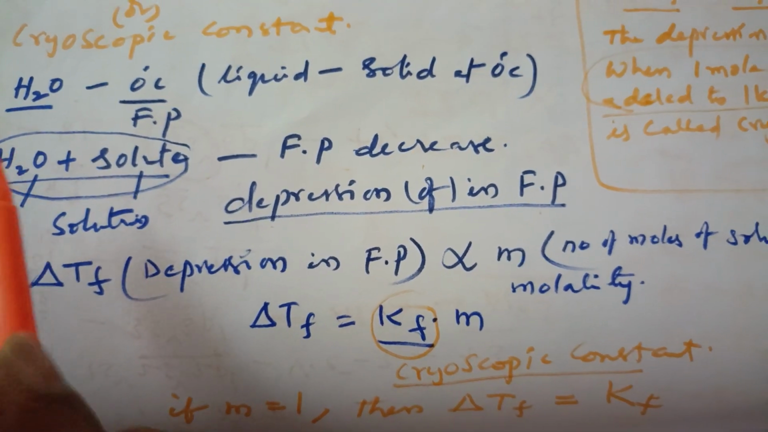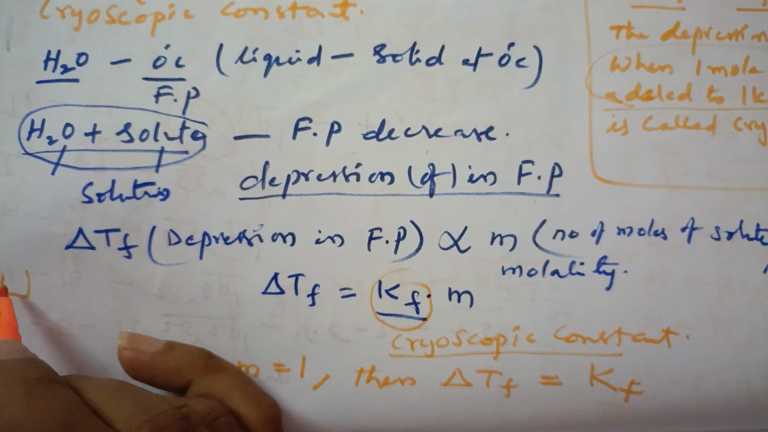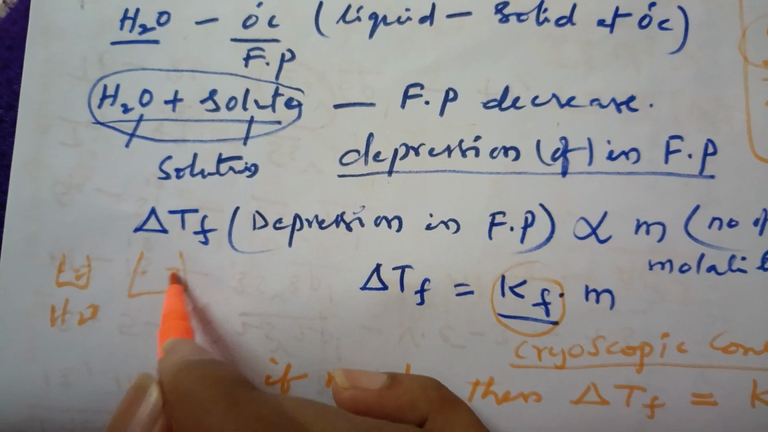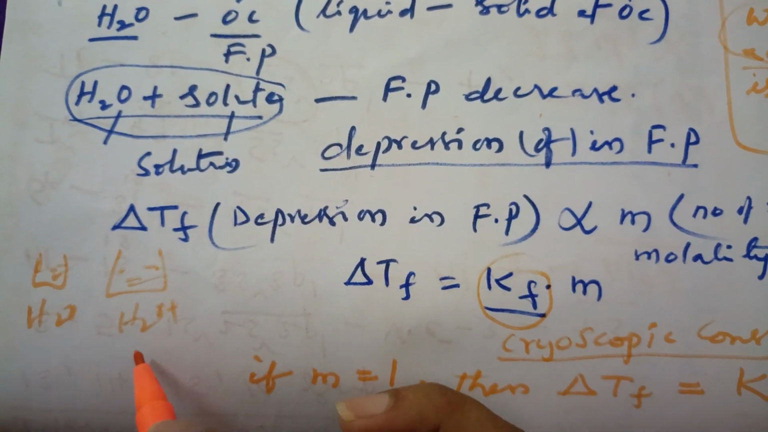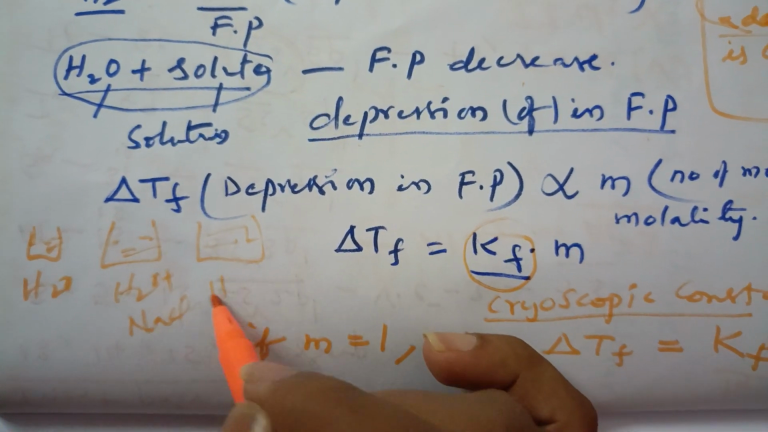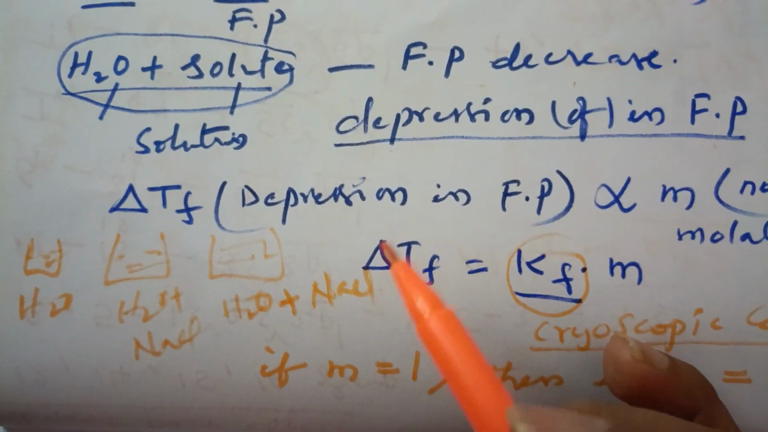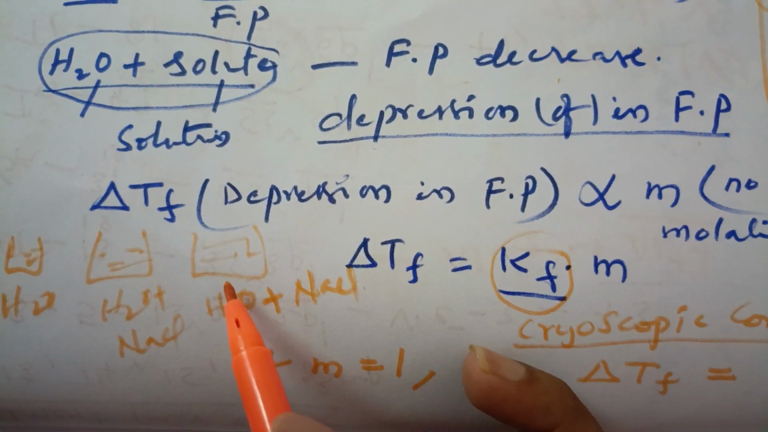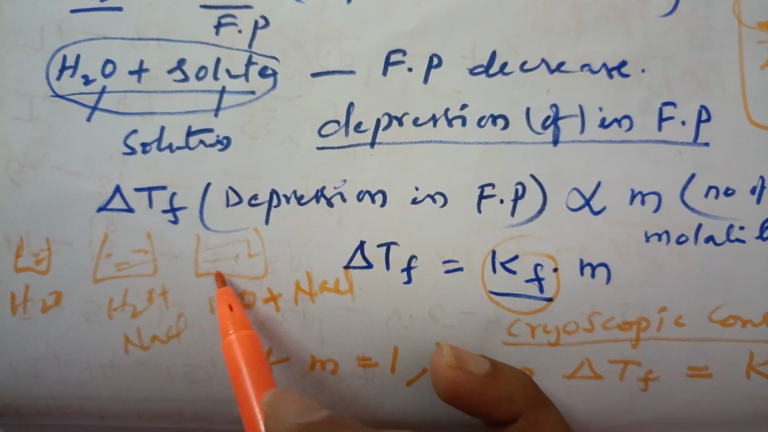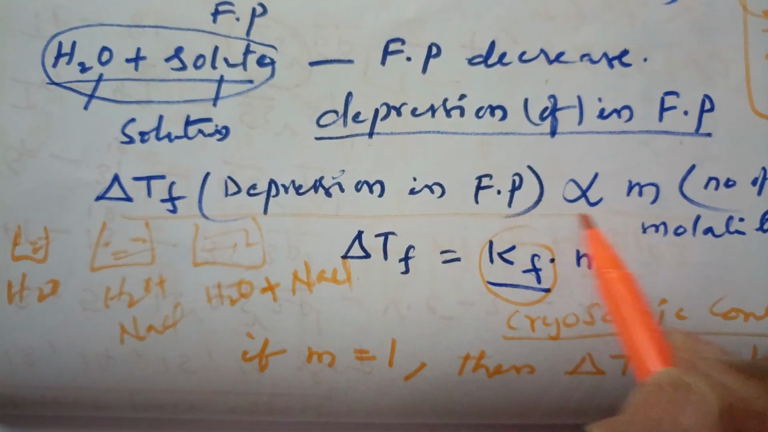Suppose you take 1 mole sodium chloride in H2O. This is pure water, and this is water plus sodium chloride solute. If you take another example, water plus sodium chloride, and you increase the sodium chloride particles from here to here, depression in freezing point also will increase. That is the meaning, simply.